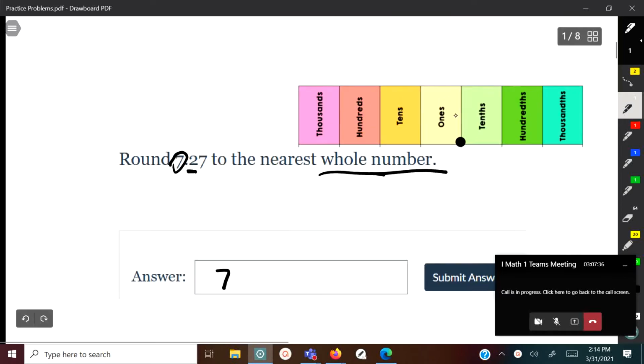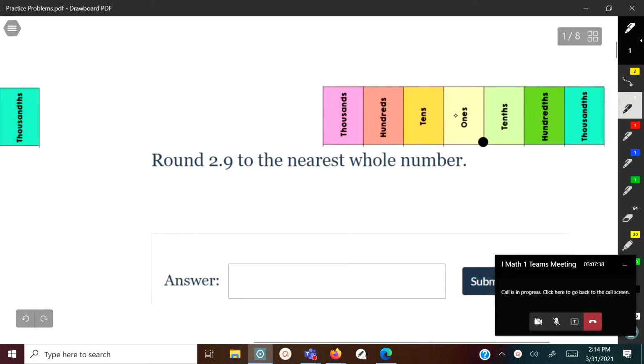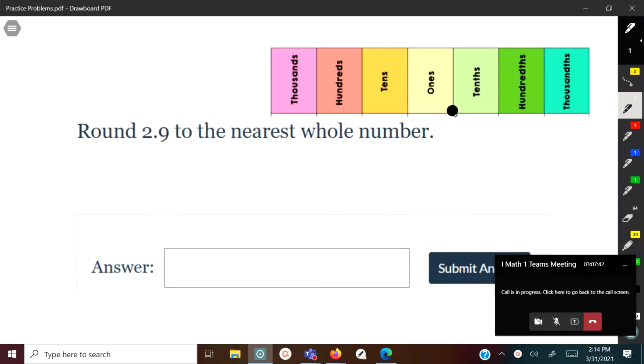Take a look at this problem, and you can pause the video here and see if you can solve this one. This one's a whole number as well. So we'll go to the ones, which is 2, circle that, and look to the number to the right of it, 9. It's 5 or more, so you raise the score. We'll get rid of all the numbers after the circle and raise it up to 3. If there were any numbers in front of the 2, you would leave those alone.